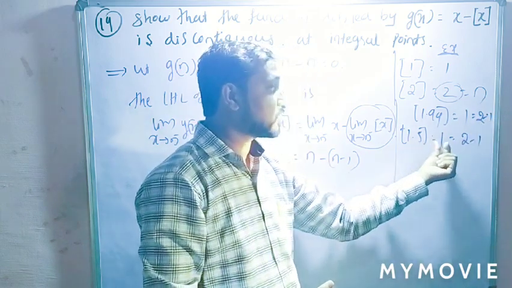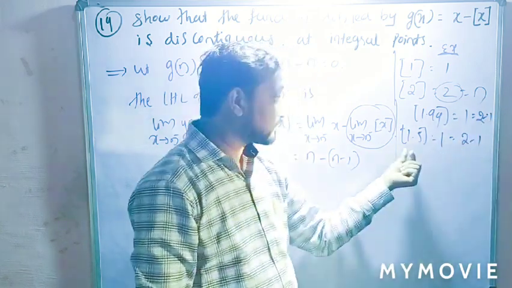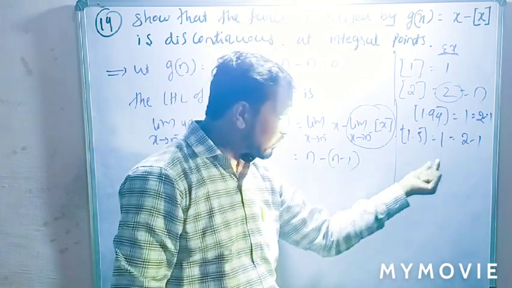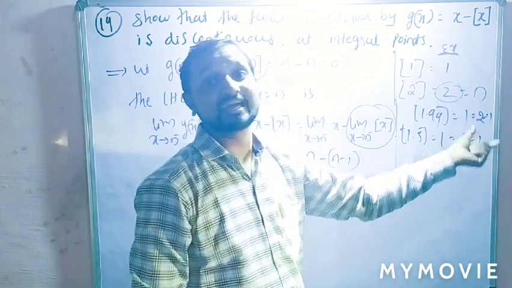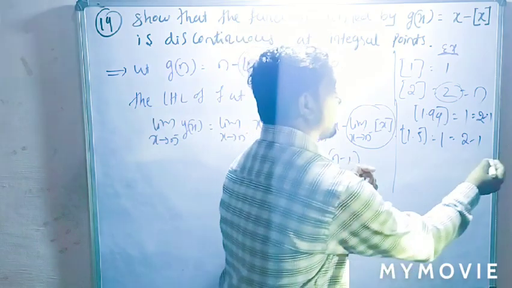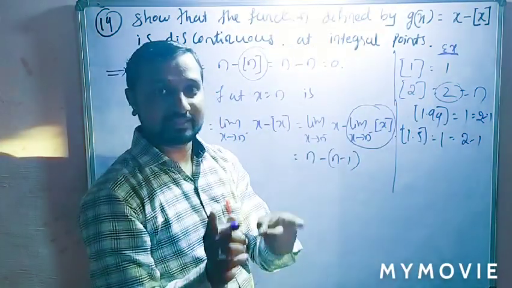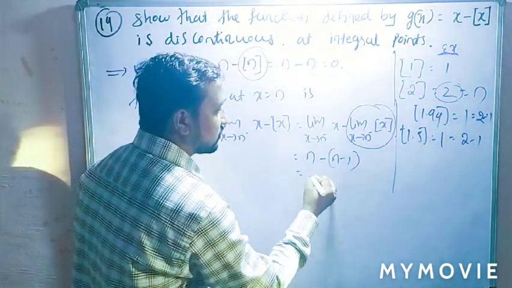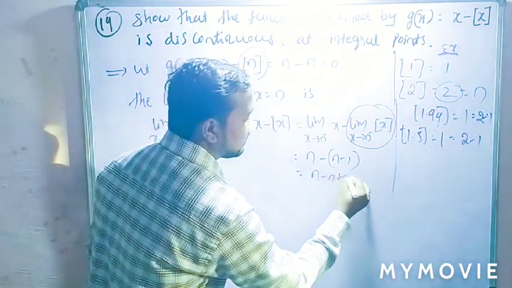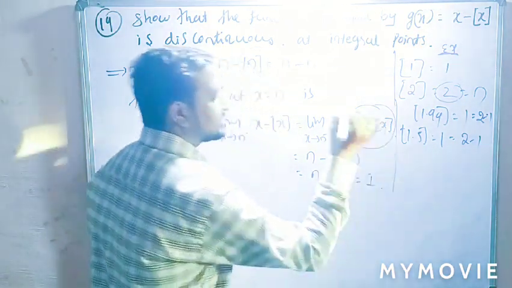So 1.5 is also 1, which is 2 minus 1. Or 1.2, 1.3, 1.4 are also 1. 1 can be written as 2 minus 1, that is n minus 1. So I can write LHL as n minus 1. Clear that? Okay. So n minus n plus 1 is equal to 1, which is the LHL.